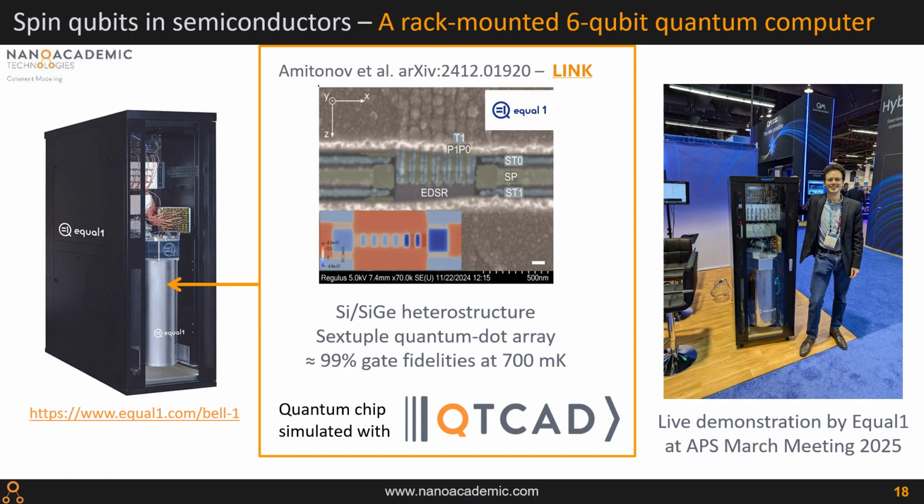It's an arXiv preprint. And in the inset of Figure 1 of the preprint, we can see a diagram which shows the conduction band edge throughout the structure, the sextuple quantum dot array that is used to implement the Bell-1 machine. And this simulation was done with QTCAD, which demonstrates how QTCAD modeling can help understand chips that are actually put in present-day quantum computers.